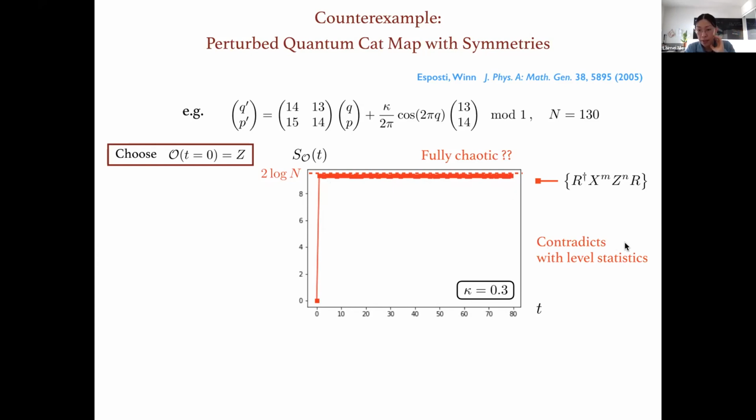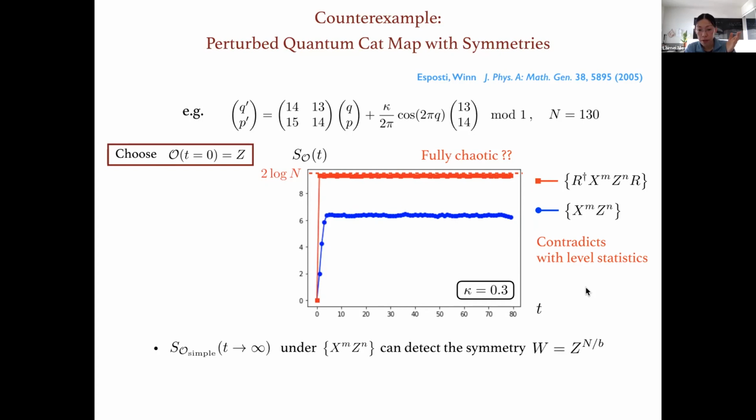It contradicts with what we saw in the last slide about level statistics. It shouldn't be fully chaotic. On the other hand, if we use the old choice of operator basis, it will saturate to a significantly smaller value than the maximum possible value. So if we are lucky enough to choose this operator basis and measure coefficient entropy under this set of bases, then we will be able to see that this perturbed quantum cat map is not fully chaotic.